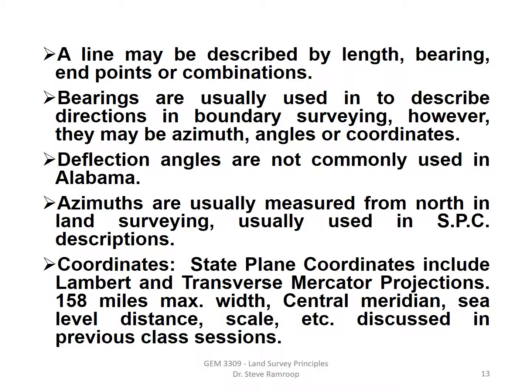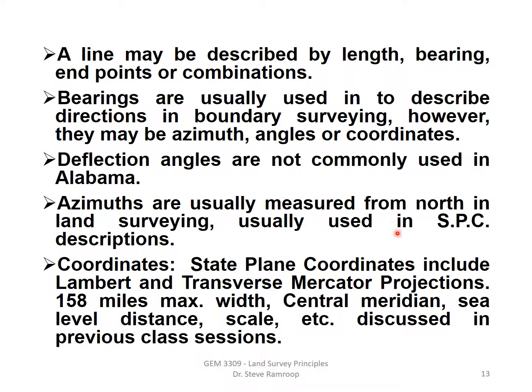Property boundaries are defined by the length, the bearing, the endpoints, or a combination of them. Bearings are usually used to describe directions in boundary surveying. However, directions can be given with respect to azimuths, angles, or coordinates. Deflection angles are not commonly used, at least not in Alabama, but other states would have used them in certain circumstances. Deflection angles we talked about in previous chapters in the textbook.